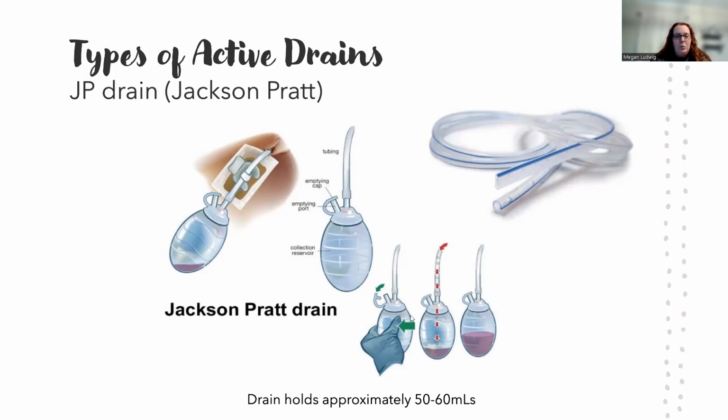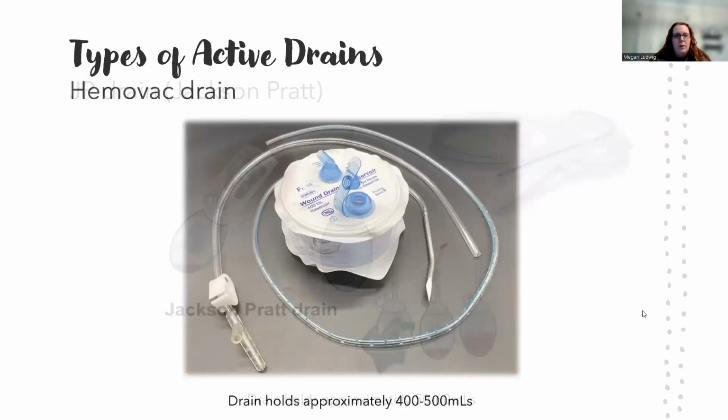So it creates like a vacuum, a negative pressure in the collection reservoir. Okay, so then blood can empty into the tube. If we didn't squeeze it, there really wouldn't be a whole lot of room for the blood to go because it would just be full of air. Okay, so that is JP.